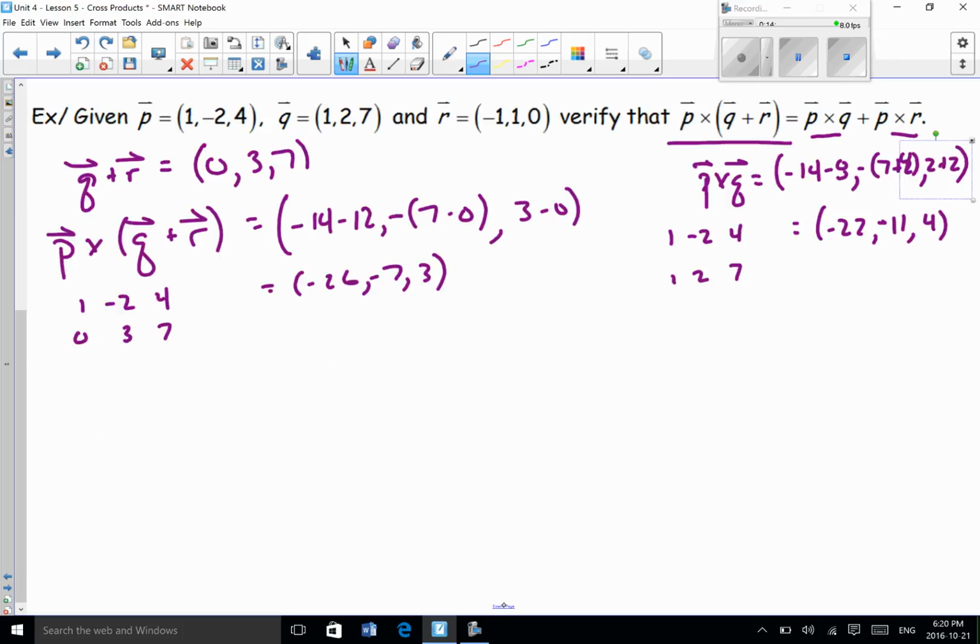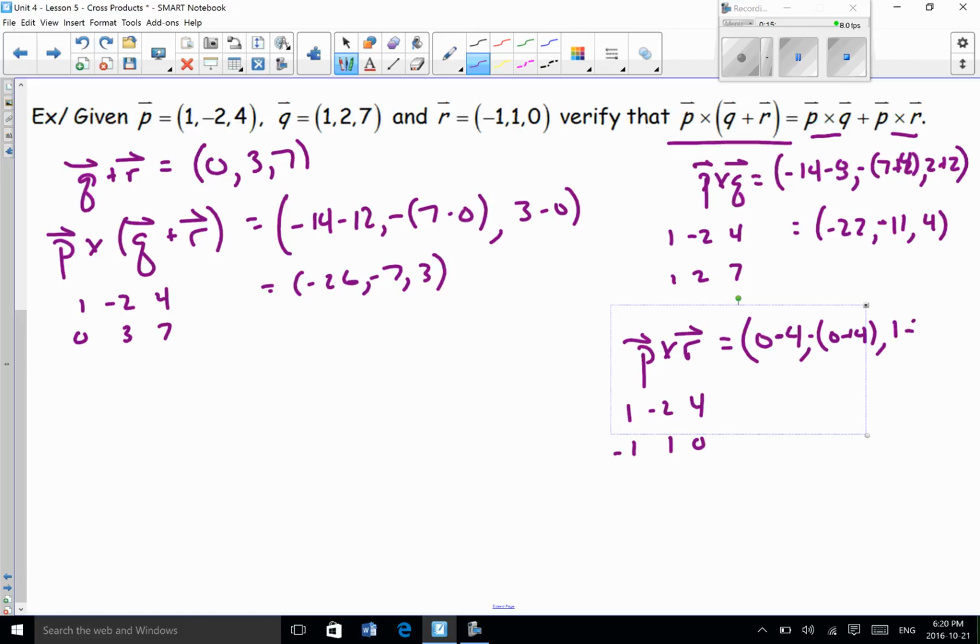If we do the same thing, but we're now doing P cross R, P cross R is 1, negative 2, and 4, 1, 1, 0. We will get 0 minus 4. We'll get the opposite of 0 plus 4. And then we'll get 1 minus 2, which is negative 4, negative 4, and negative 1.